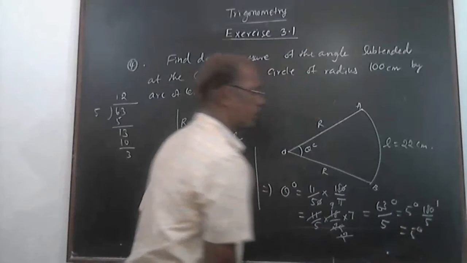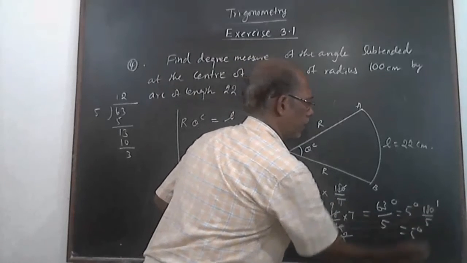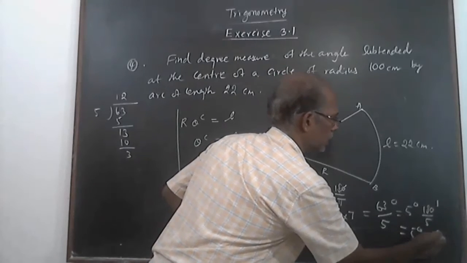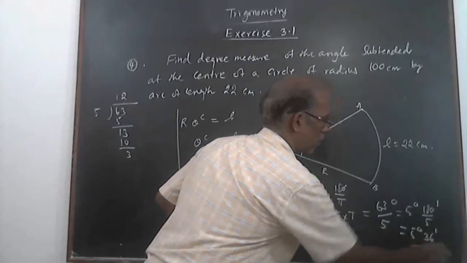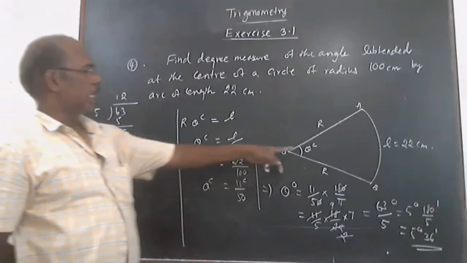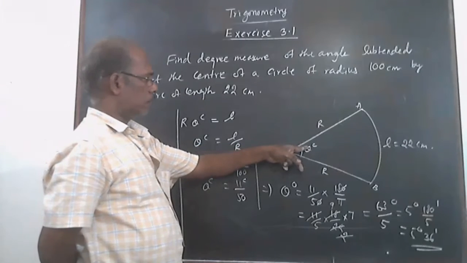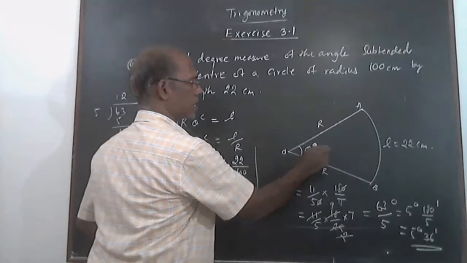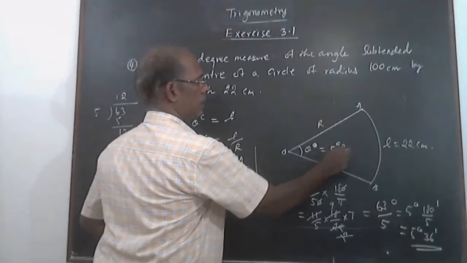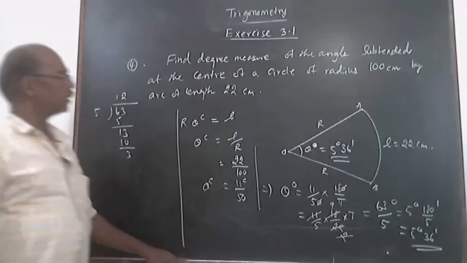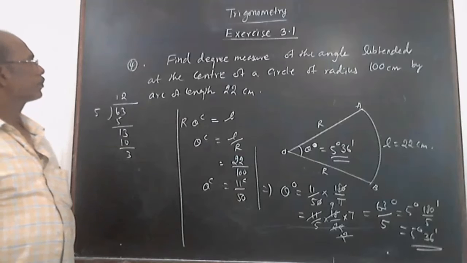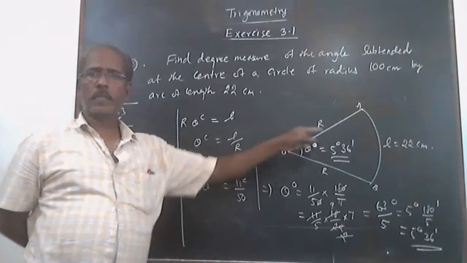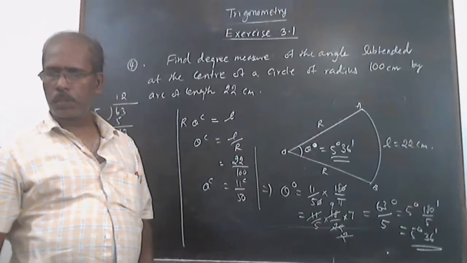In 180, how many 5s? 36. Remember student, the central angle in radian is converted into degree. So the degree measure is 5 degree 36 minutes. This is the answer, and copy this. This problem is related to sector area. One more question we'll discuss now.